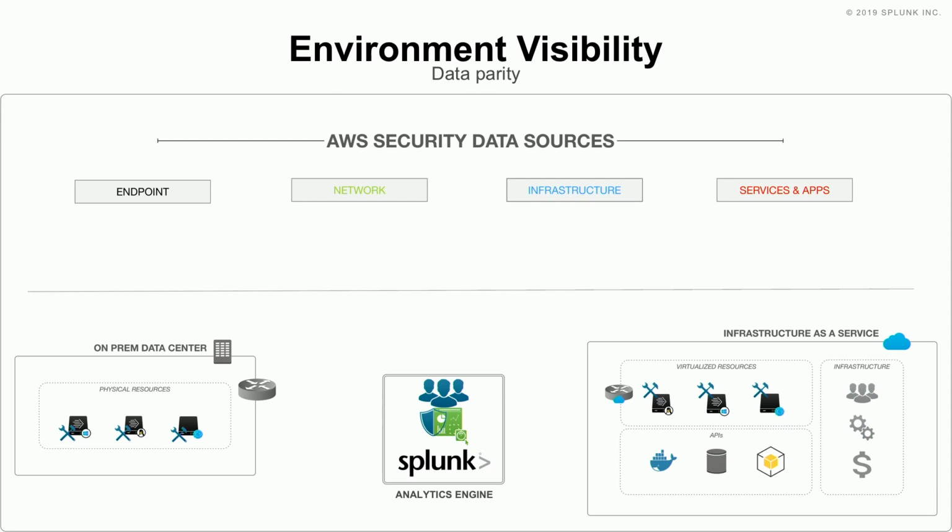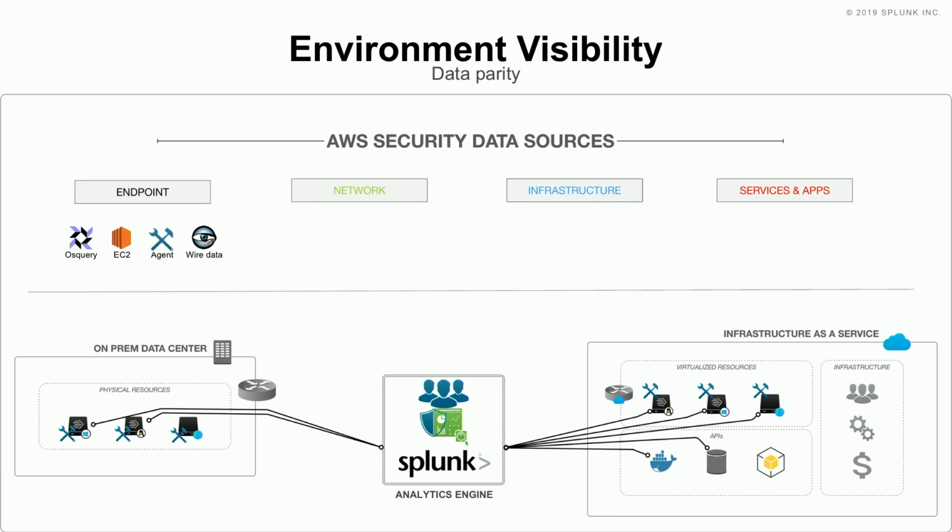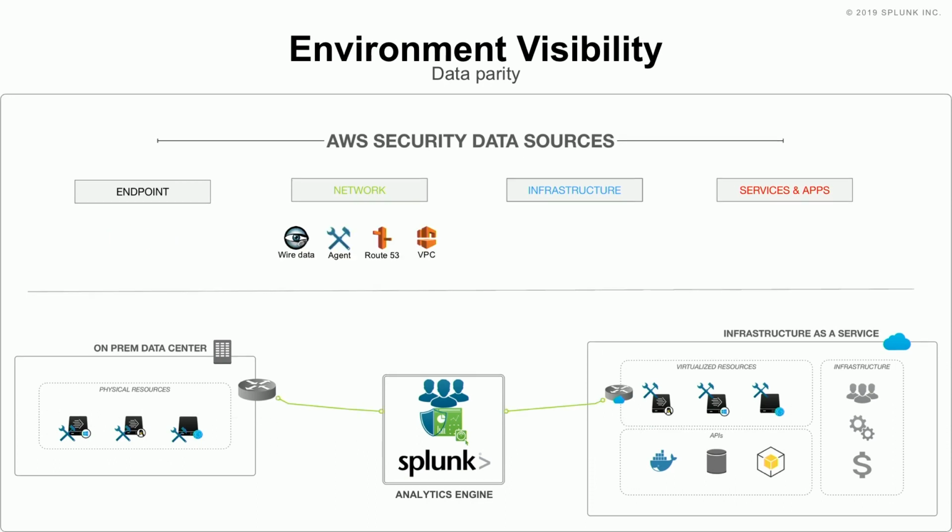So jumping into that, let's start with endpoint. In many cases, the same on-prem endpoint agent can be used in the cloud as well, such as OS query. Is everyone familiar with OS query? Yeah, pretty powerful. It's really cool. Additionally, AWS provides native EC2 agents such as Inspector or CloudWatch, which might be akin to something like your ESXi logs. Then moving over to network.